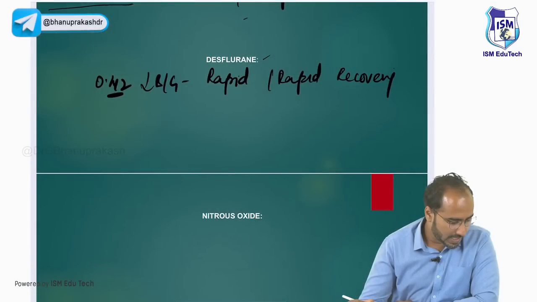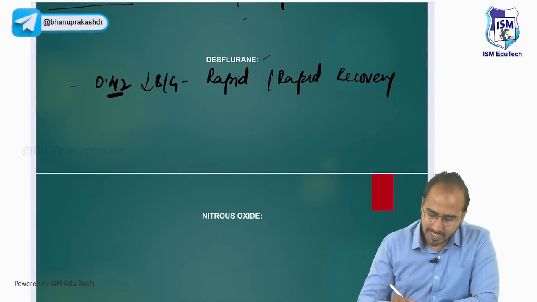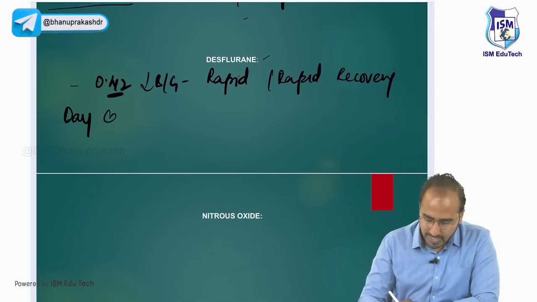Very good. It's the best agent for cardiac surgeries, but still it's not used commonly. Commonly isoflurane is used. Why? Because desflurane is costly. Second, remember, guys, what was the blood gas coefficient of desflurane? 0.42, meaning it has a low blood gas coefficient. Means what? It will have rapid onset and rapid recovery. Can I use desflurane for daycare surgery, guys? Yes or no? Daycare surgery.